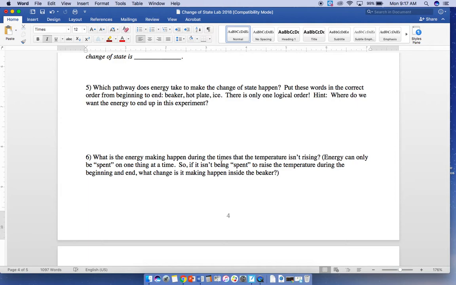It's not being used to make the temperature go up, so what is it being used to make happen? Another way to rephrase this, and as shown in the question here, is energy can only be spent on one thing at a time. So if it isn't being spent to raise the temperature during the beginning and the end of the experiment, what change is it making happen inside the beaker during those flat parts? There's a flat part at the beginning of the graph in which the temperature isn't increasing. What are we using that energy to make happen instead? There's a flat part at the end of the graph in which the temperature is not increasing. What are we using the energy to make happen instead?